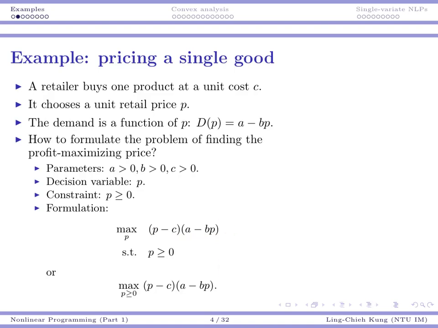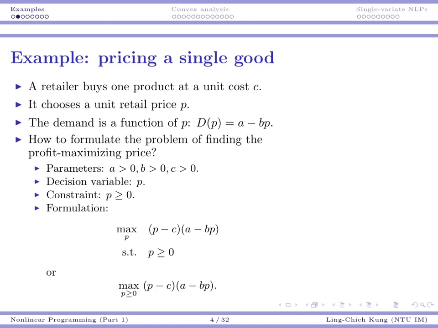I'm solving this problem for finding the profit-maximizing retail price. For some programs, if there are only a few constraints, then sometimes we will write those constraints below the max sign. So this program may also be written like this to save some space.